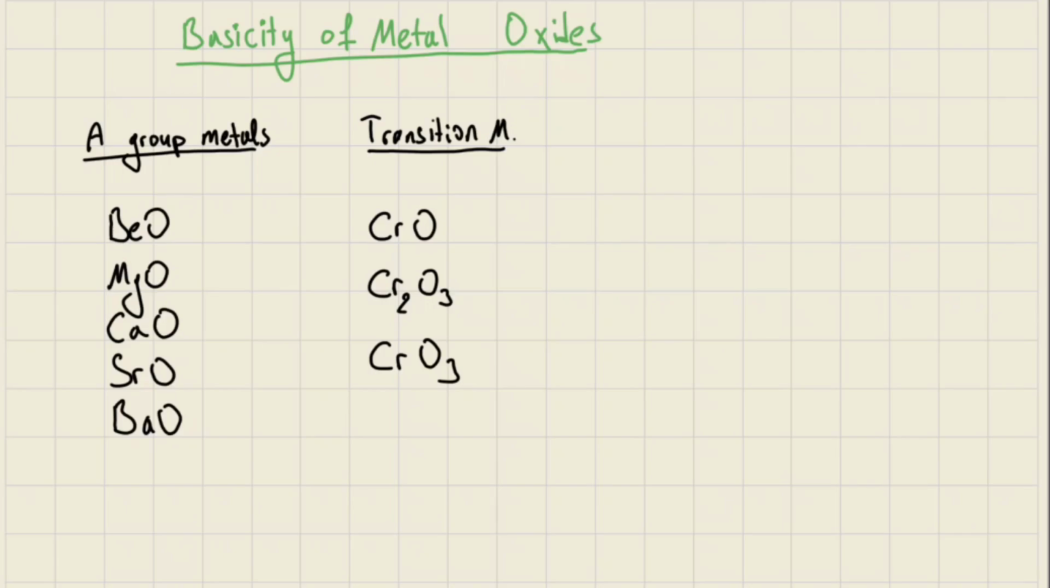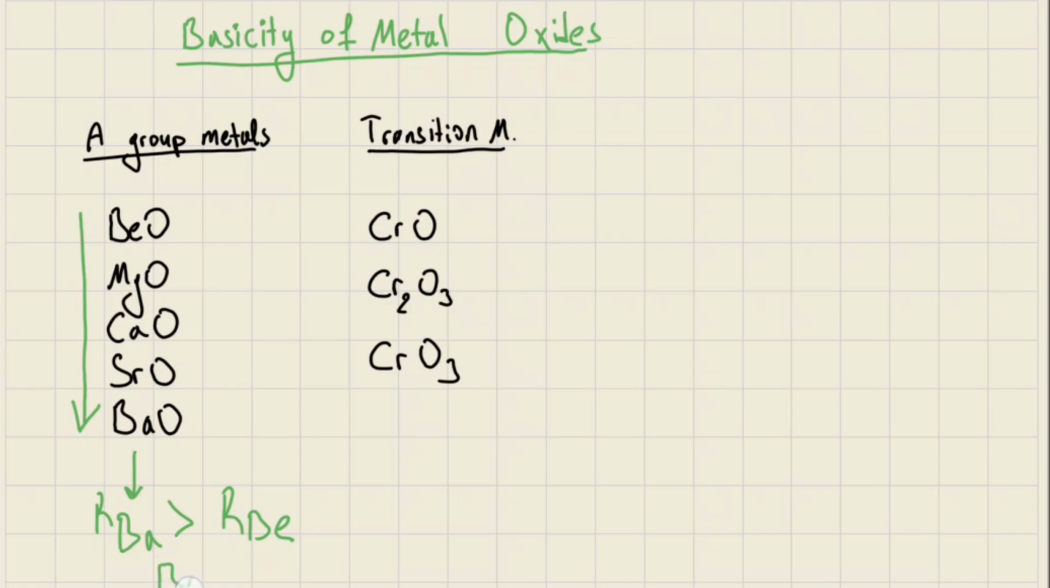In group 2A metals, metal oxides become less basic as you go from top to bottom. The reason is that down the group, metal atoms become larger. So for instance, this is larger than beryllium. Larger atoms are more electropositive, and they can lose electrons more easily and form the ionic oxides.